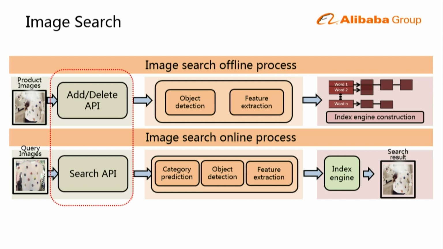For the online process, for each query image of the users, we do 3 things. One is category prediction, and again, object detection and feature extraction. Then we do the search in vector space among the index engine. And in the end, our service can return the top K results based on the similarity. So this is a general pipeline of image search.